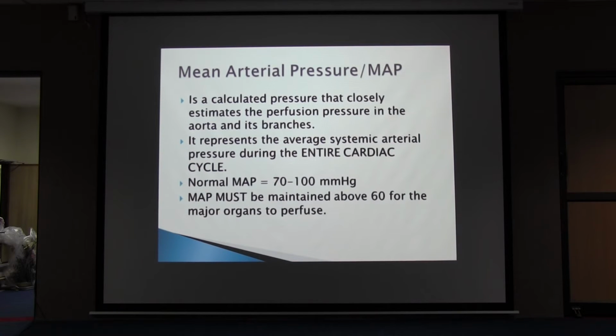The mean arterial pressure is a calculated pressure that closely estimates the perfusion pressure in the aorta and its branches. Usually it is the average systemic arterial pressure during the entire cardiac cycle. During systole, we have a BP of 100 to 130, and during diastole we have 70 to 100. So this is the average throughout the cardiac cycle.